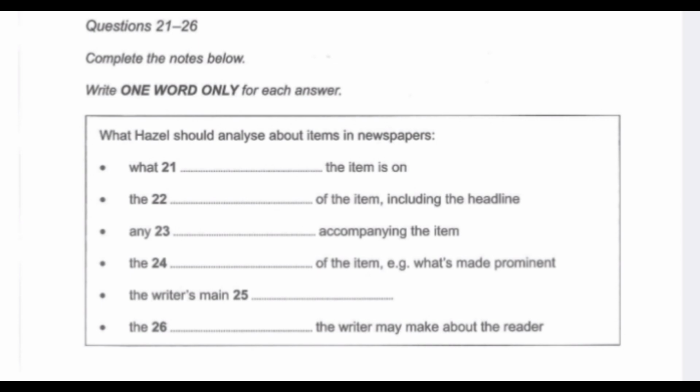You will hear two students, called Hazel and Tom, talking about Hazel's Media Studies assignment. First, you have some time to look at questions 21 to 26. Now listen carefully and answer questions 21 to 26.